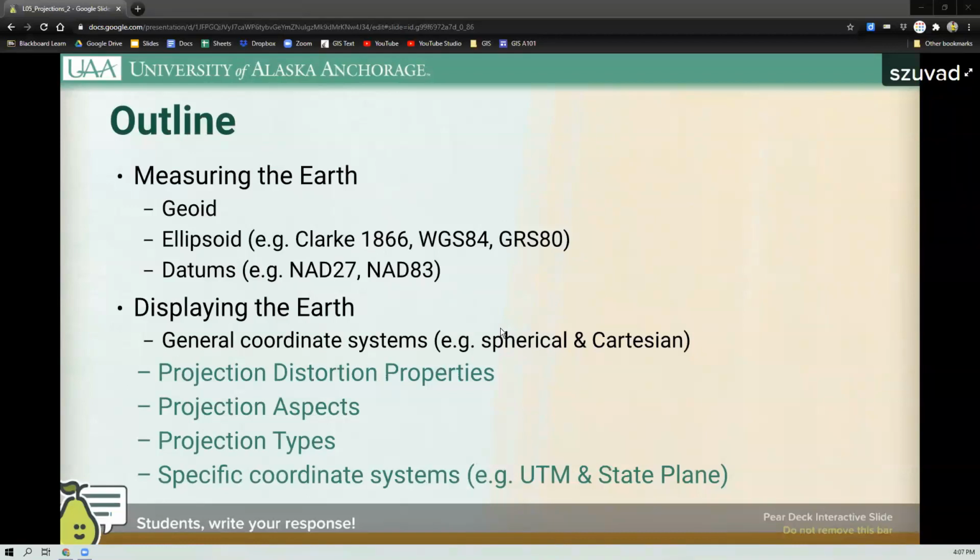So, first Pear Deck question, what is the most important thing that you remember from last week? We talked about how we quantify the Earth, from spheroids to ellipsoids, how we represent those in datums, what in the world is a geoid, why is it so bumpy, what's the difference between a spherical and a Cartesian coordinate system, and what is going to happen with all of this stuff that we've learned in 2022. It's already 2020, I can't believe that.